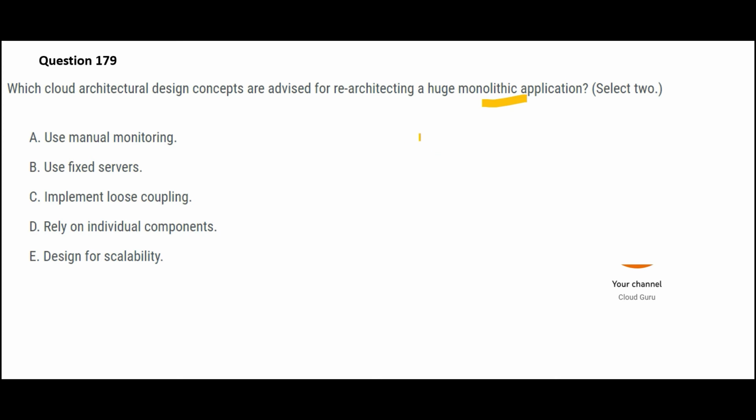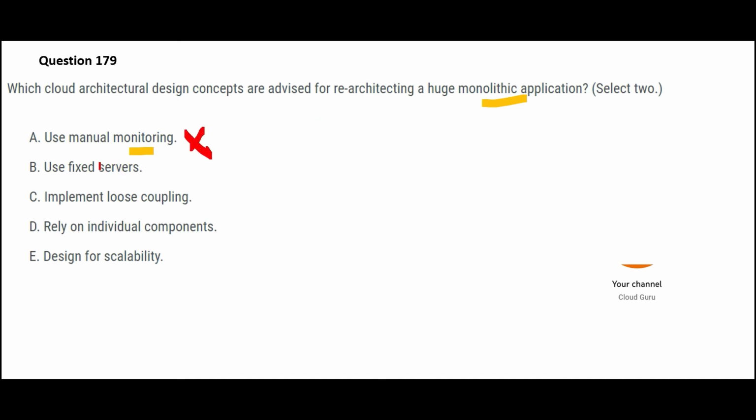Now, in order to solve this problem, what will we do? We want to choose two answers. The first is manual monitoring. Manual monitoring means you keep monitoring your father whether he is safe or not, but that is not an answer. Okay, so this is totally wrong.